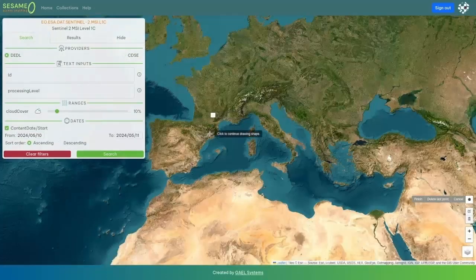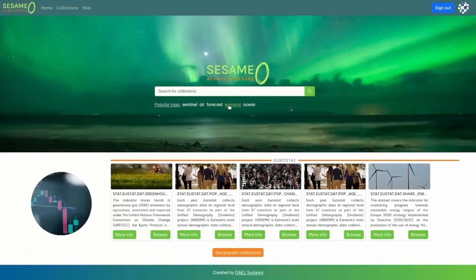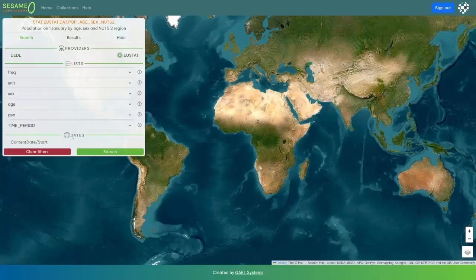The most common data are Earth observation products, but it also includes statistics data over Europe, and further data providers will be added in the future.